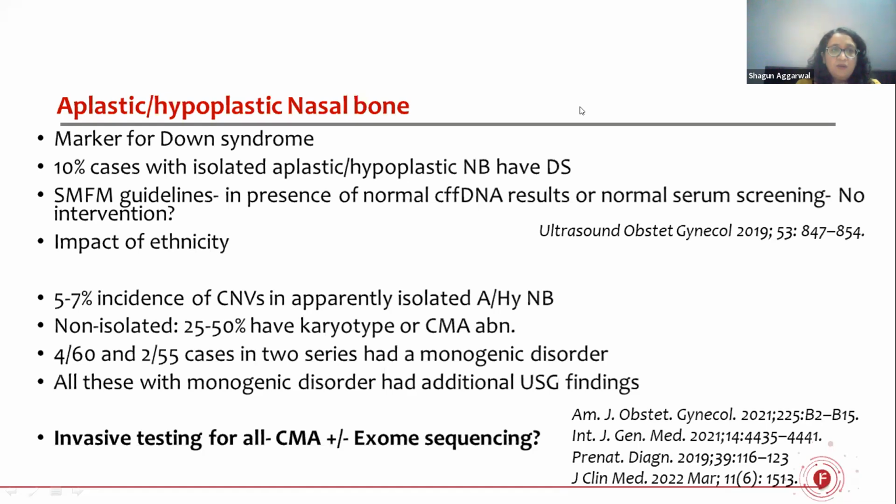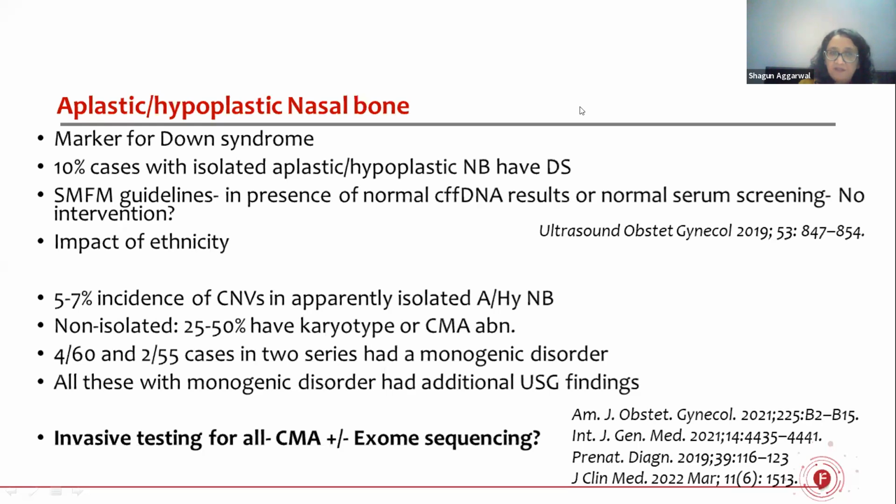or you could of course counsel the couple and also offer another option of intervention. But now we have all this data, as we saw in your cases, and there are certain other studies also which show that in around 5 to 7% of cases of isolated hypoplastic or aplastic nasal bone, there may be copy number variants, that is, microdeletions or duplications. And if there are associated abnormalities, then of course these will be even higher. As you also mentioned, there are two series where babies did have single gene disorders picked up using whole exome. But these cases had other findings, so it was not an isolated nasal bone abnormality.